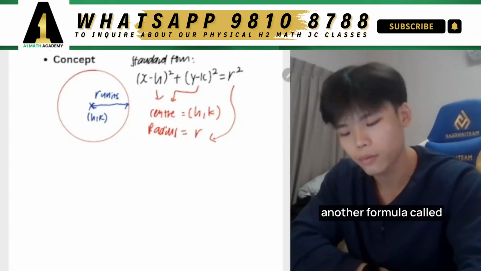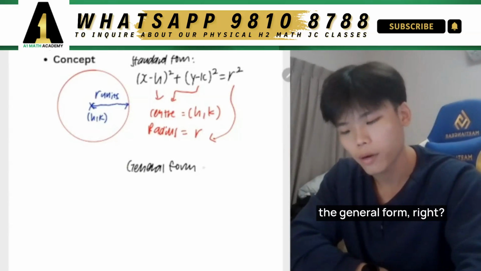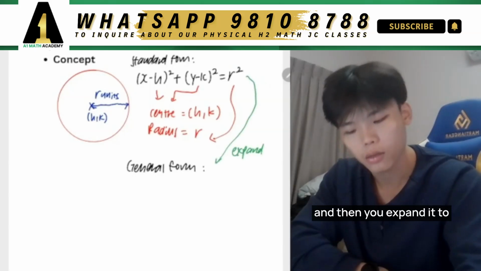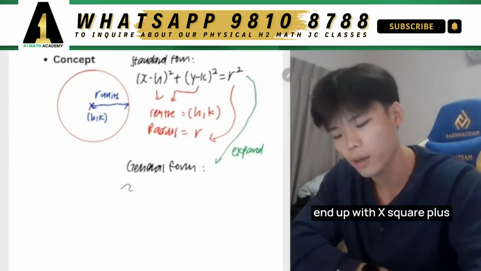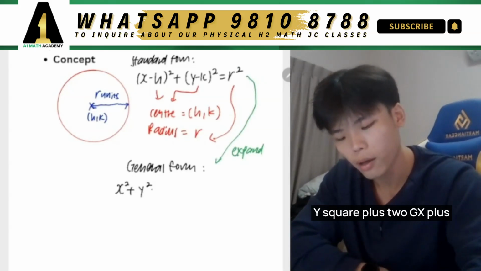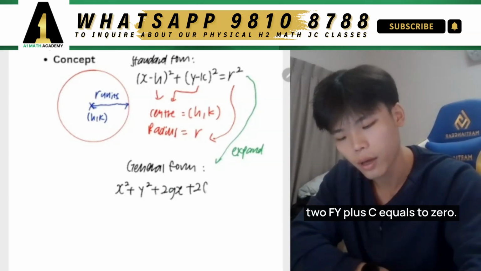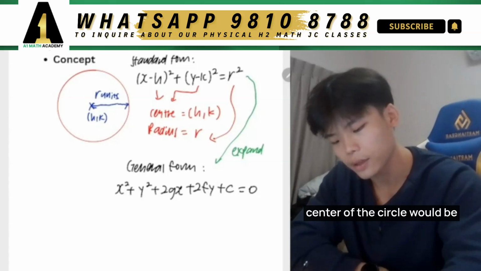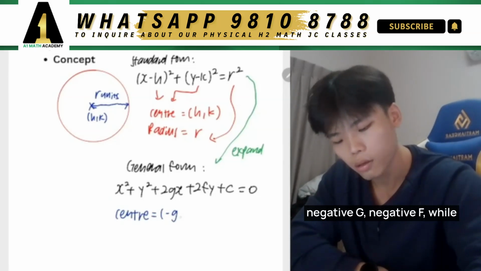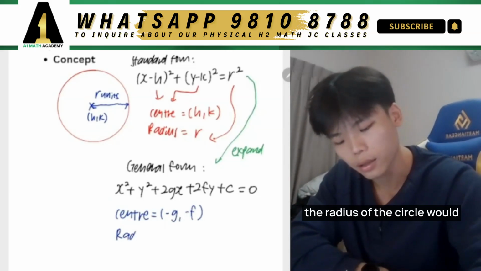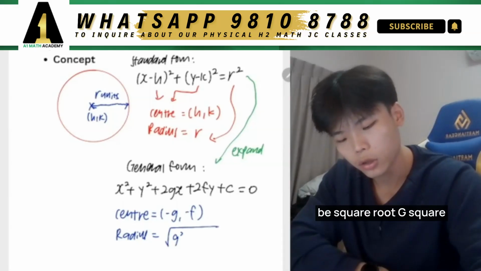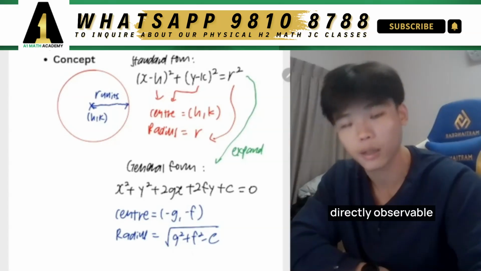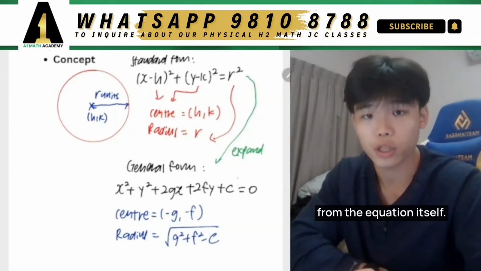However, there's also another formula called the general form. The general form exists when you take the standard form and expand it. When you expand it, you end up with x² + y² + 2gx + 2fy + c = 0. Over here, the center of the circle would be (−g, −f), while the radius of the circle would be the square root of g² + f² − c. So all of these are directly observable from the equation itself.